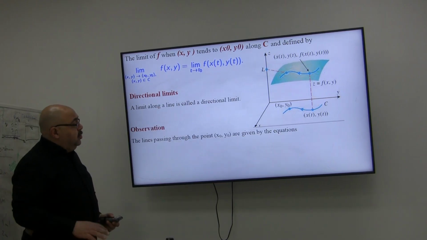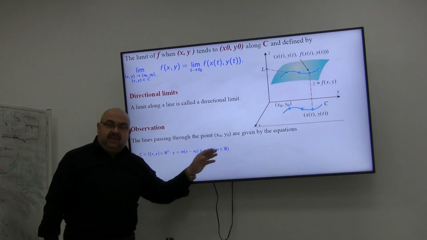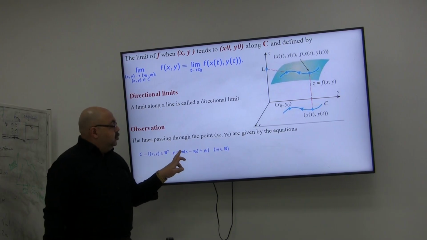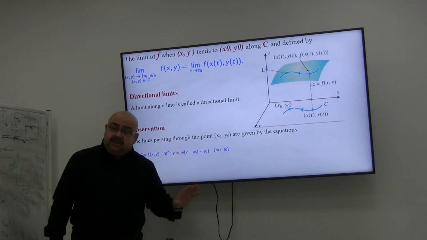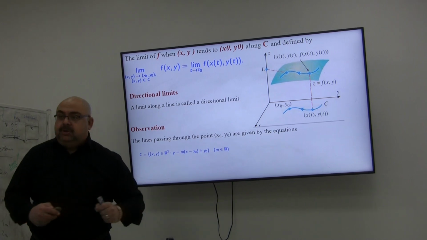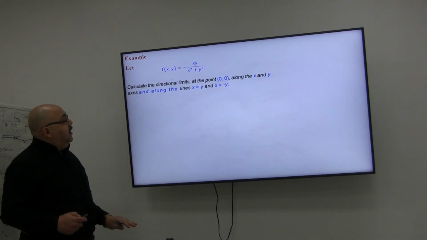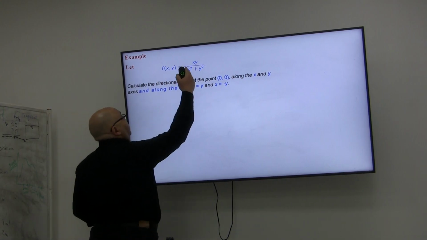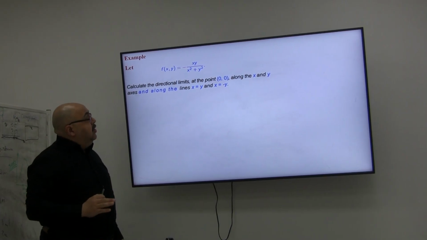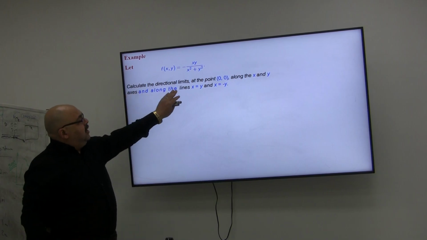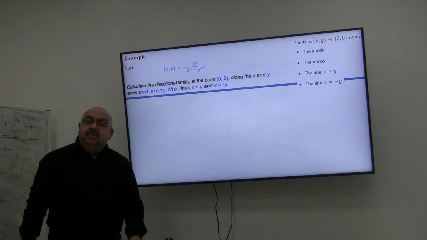Now for the directional limits, we already covered this issue by using the various relations of x equal to 0, y equal to 0, y equal to x, y equal to mx, or y equal to mx minus x node plus y node, which is the general relation for a straight line passing through a certain point if you are approaching x node and y node. So it's a similar result. Of course, for this function, you have f of x, y equal to negative xy divided by x squared plus y squared. He is asking you to calculate the directional limits at the point 0, 0 along the x and y axes and along the direction lines x equal to y and x equal to negative y. So for all of these lines, I want to check the directional limits.